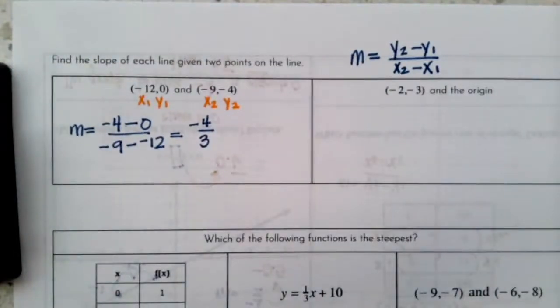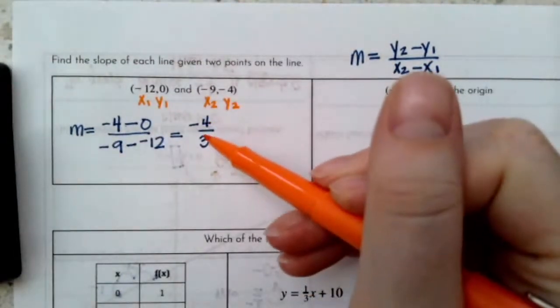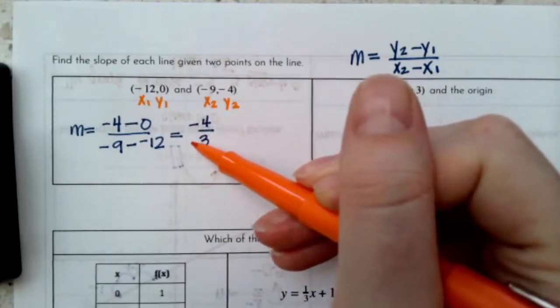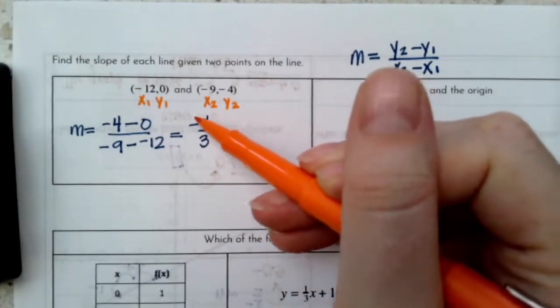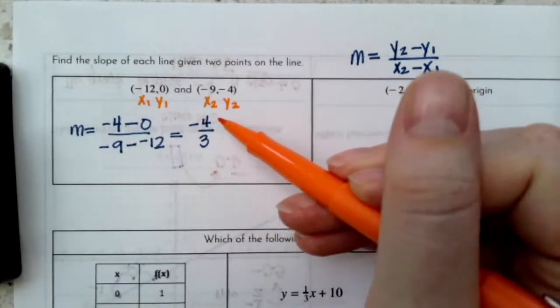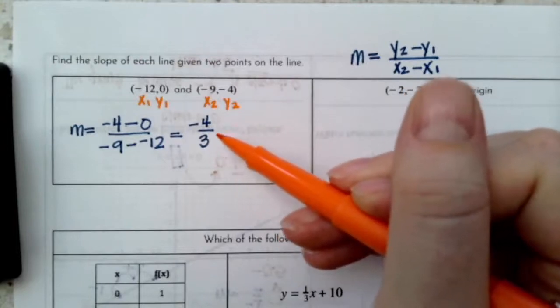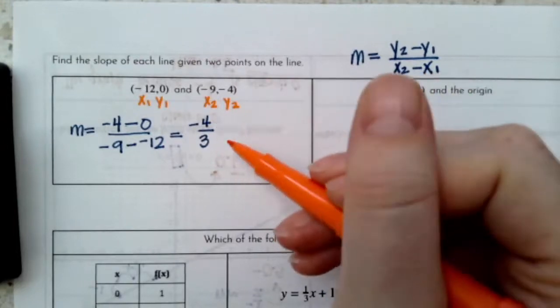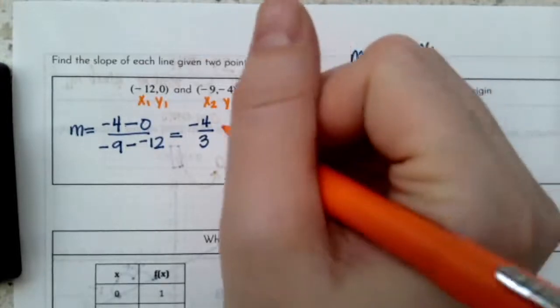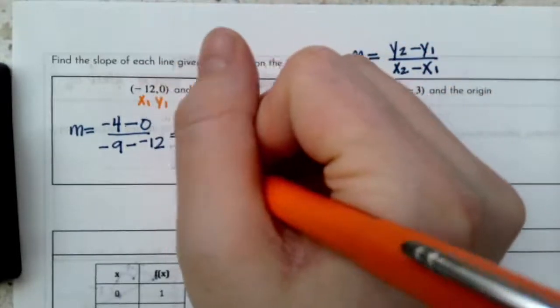Now I want to see if I can simplify this at all. So I'm looking when I'm simplifying, do I have 2 negatives? Because a negative divided by a negative is a positive. In this case, I just have 1, so we're good there. And then I'm looking to see if I can divide both my numerator and my denominator by the same number. And I can't. 4 and 3 cannot be divisible by the same number. So this is my final answer.